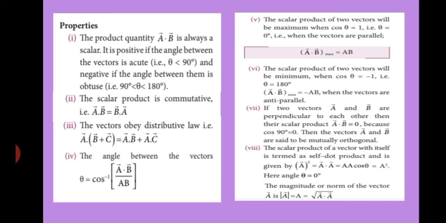The eighth point is that the scalar product of a vector with itself is termed the self dot product and is given by A vector squared, which equals A vector dot A vector, which equals AA cos theta, which equals A squared. Here the angle theta is 0 degrees. The magnitude or norm of the vector A is modulus of A vector, A equals the root of A vector dot A vector.